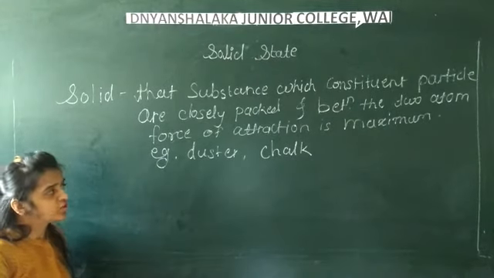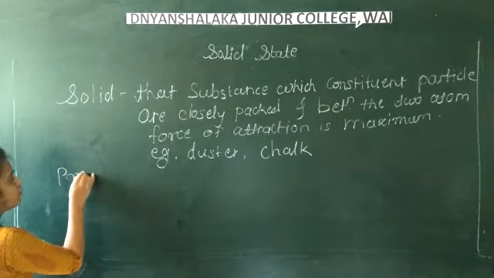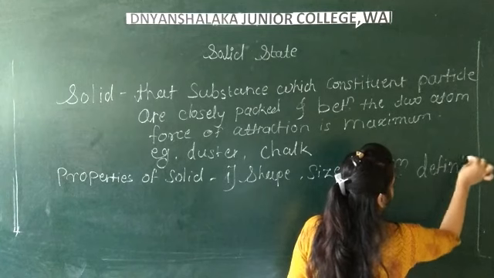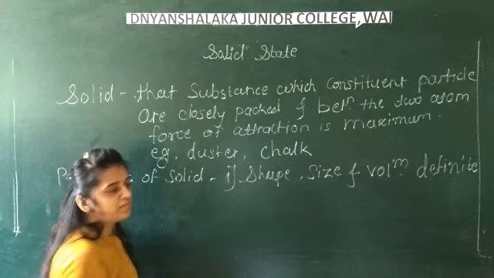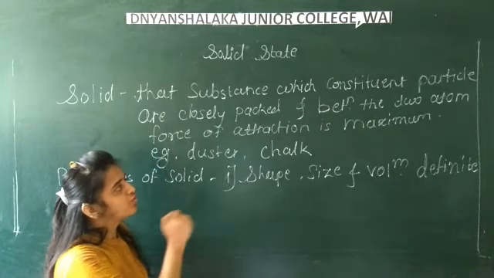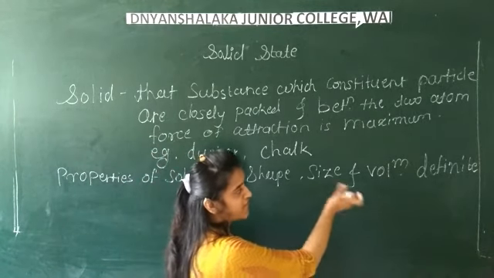So next we just recall the properties of solid. First property of solid: shape, size and volume are definite. Means, for example, duster. Between the two molecules, the force of attraction is maximum. So solid substance have fixed shape, fixed size and fixed volume.